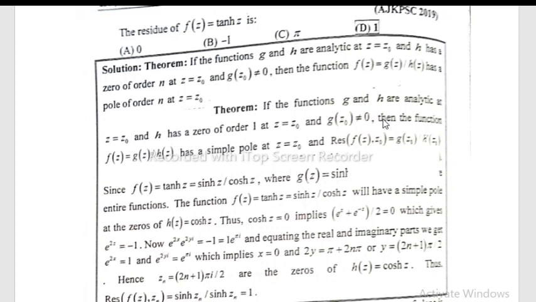In this lecture, I will solve AJK PSC 2019 MCQ, that is, the residue of f of z is equal to tan hyperbolic z is.